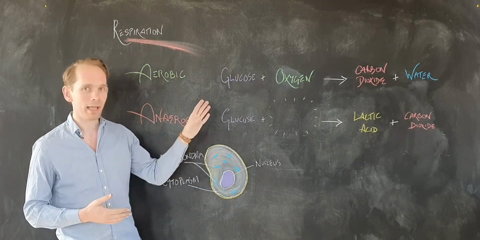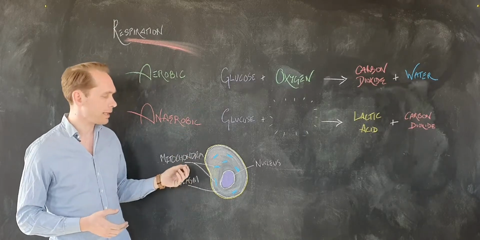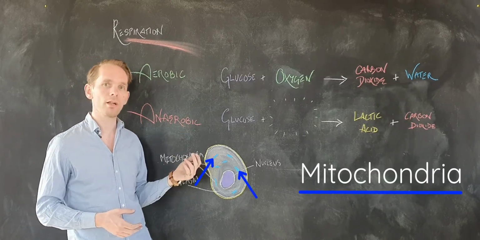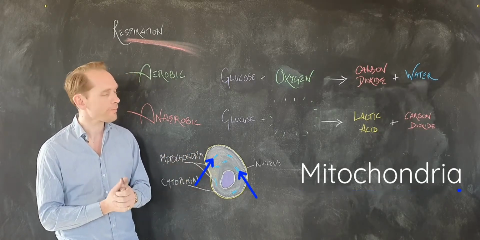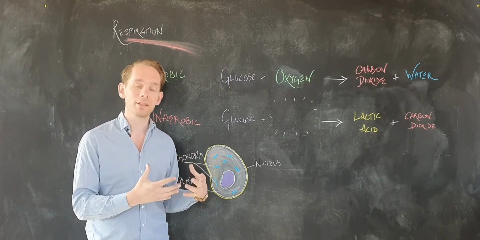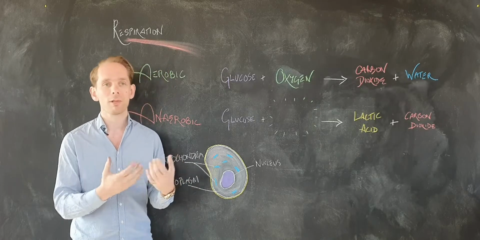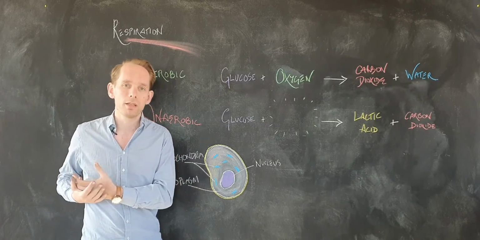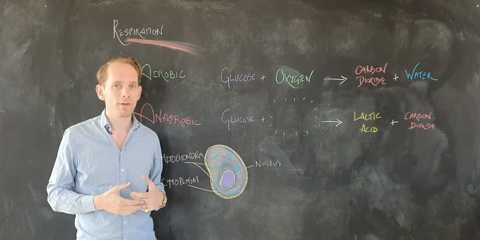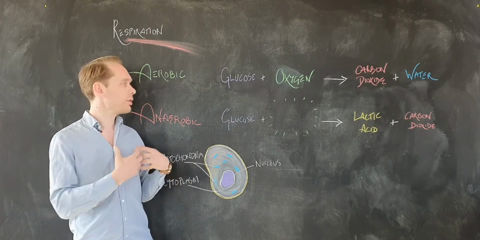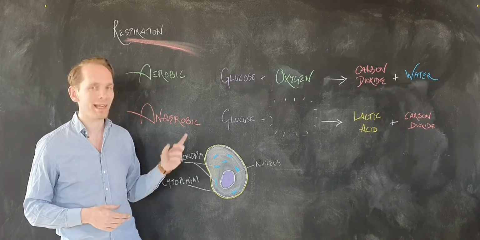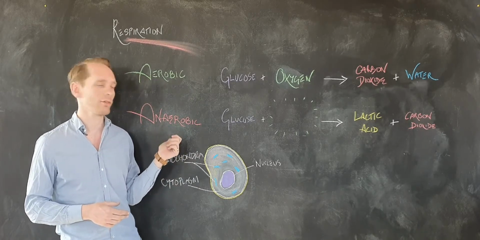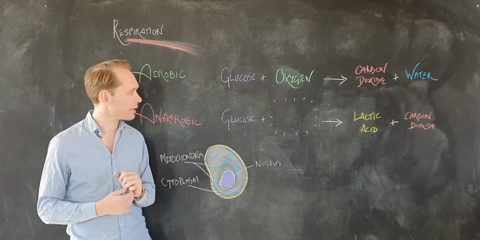Now that's the sort of standard reaction, and it takes place in the mitochondria, the organelle in cells that's designed specifically for this process. Now if there's not access to sufficient oxygen, for example if you've been sprinting, running very fast for a while, you will not be able to get enough oxygen to your muscle cells to perform aerobic respiration. That's when anaerobic, without oxygen, anaerobic respiration kicks in.